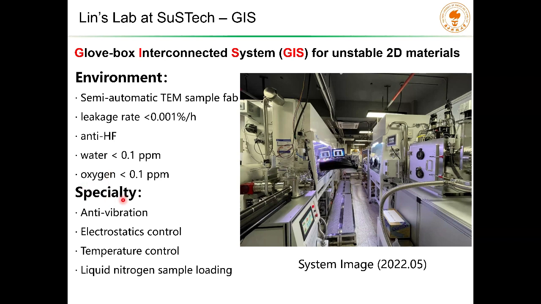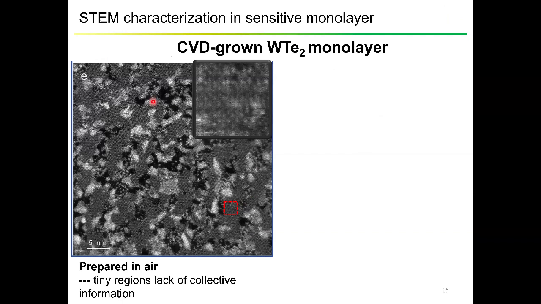We also have a lot of special designs in the glovebox system, like anti-vibration, electrostatic control, temperature control, and liquid nitrogen sample loading, which is also integrated in this system, so that we can do a lot of special experiments inside our glovebox system. Okay, so I'm going to show you some results from this system that we recently achieved.